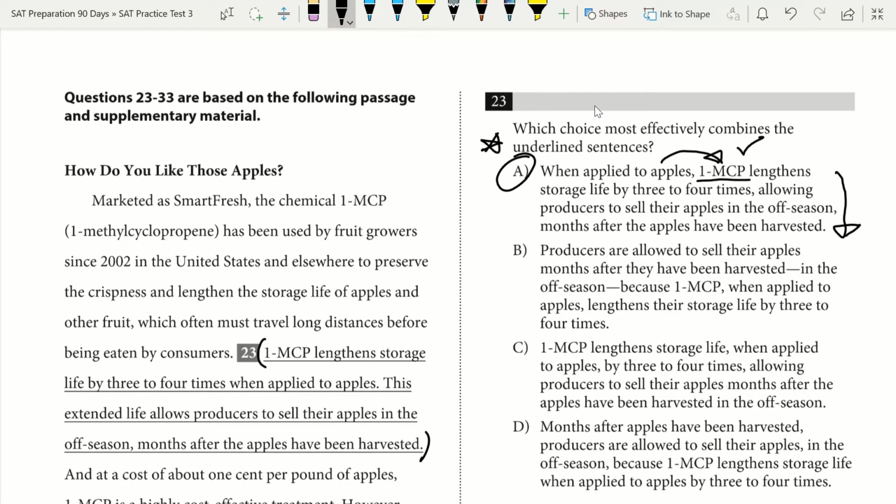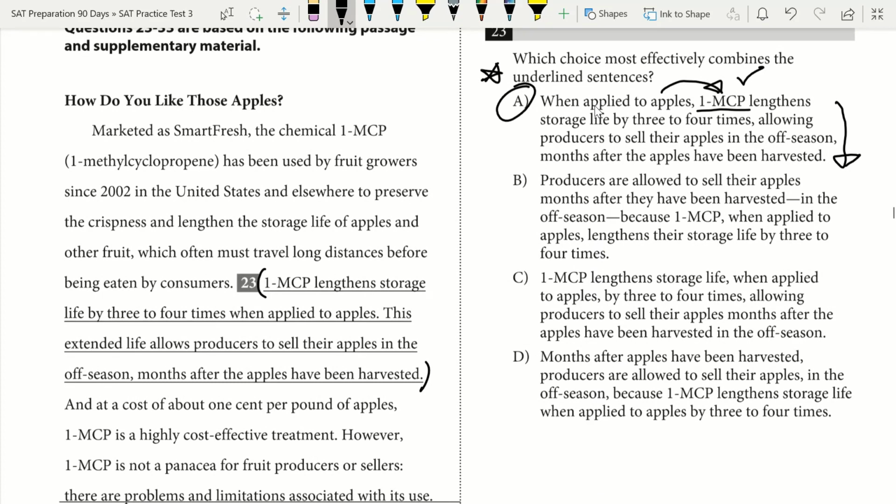So I'm going to go ahead and show you what's wrong with B, C, and D real quick. For B, we have: producers are allowed to sell their apples months after they've been harvested. That doesn't follow a logical order because we're starting with what happens last, so it's not sequential. So that's why B is wrong.